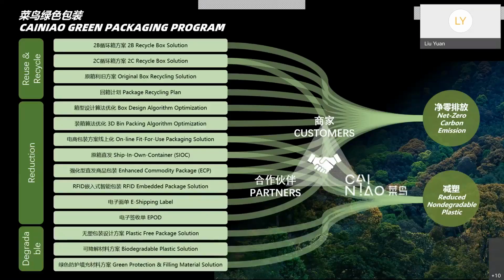If we zoom into the packaging work, we are based on the principle of the 3R1D to build all these actions to drive for net zero and reduce the non-degradable plastic. And the way is that we want to invest more in base capability building and to be more open to cooperate with our customers and partners to co-build the supply chain capability.